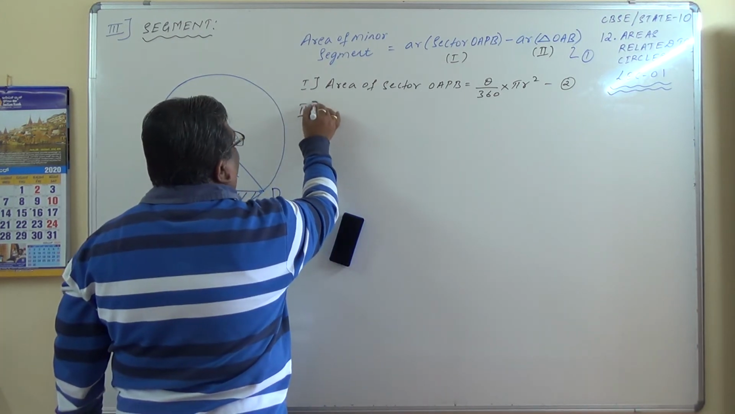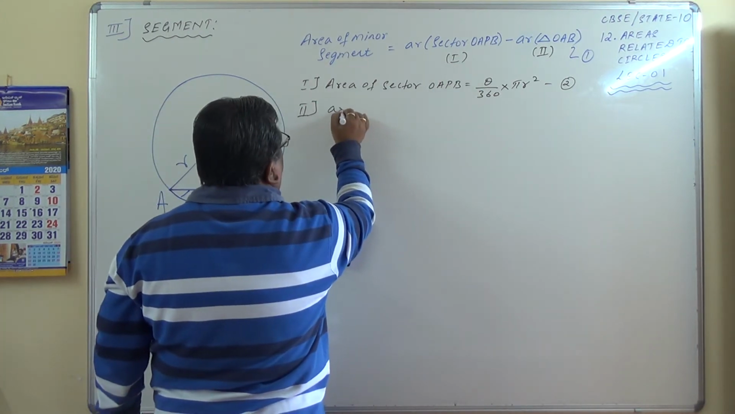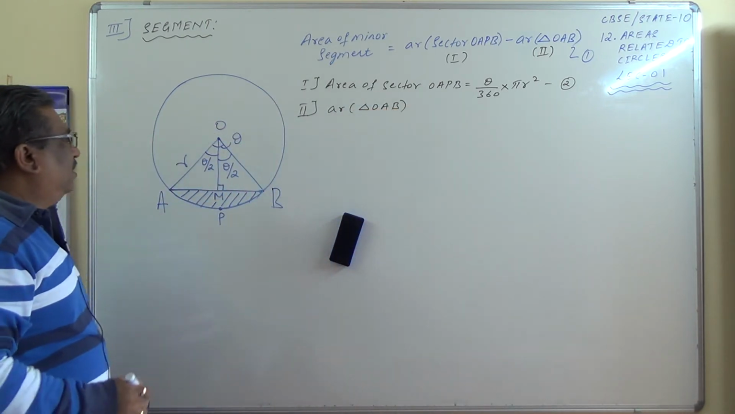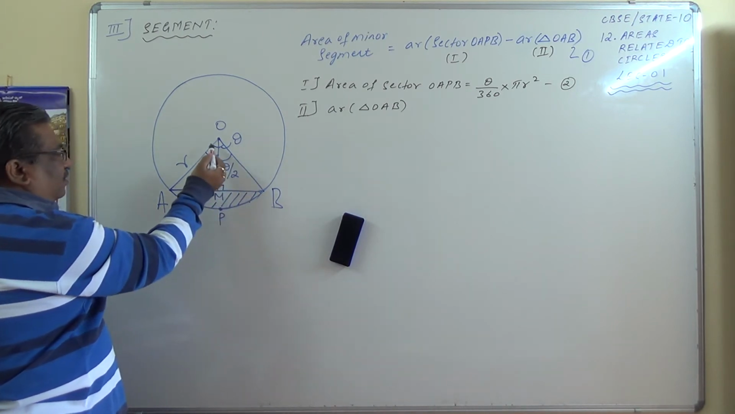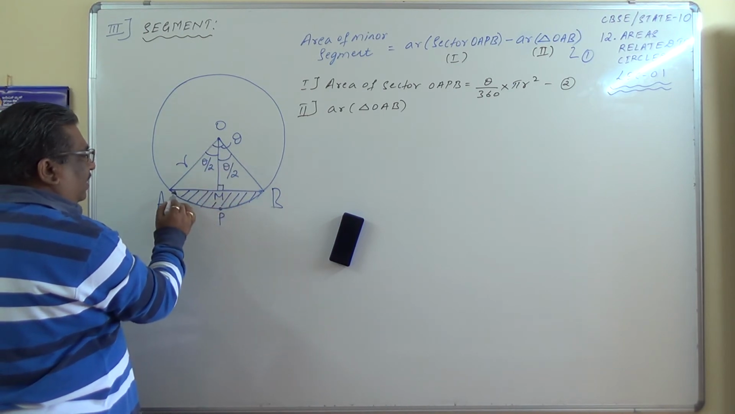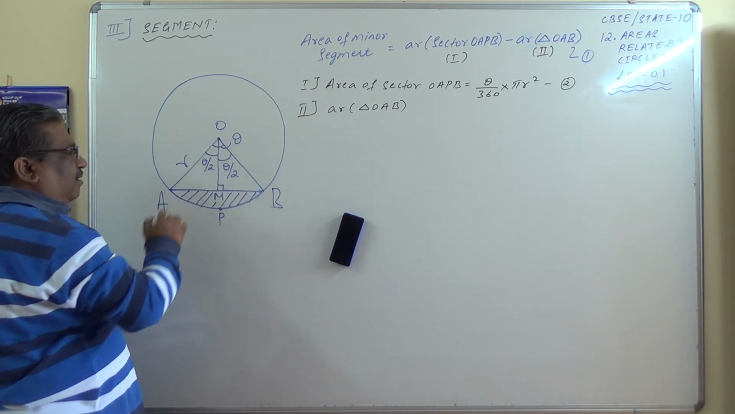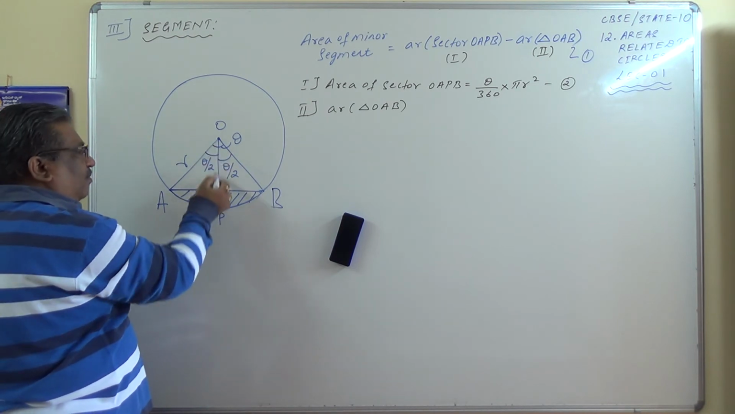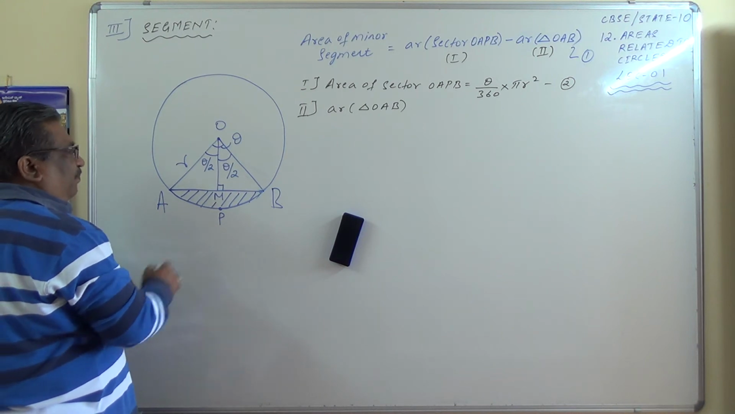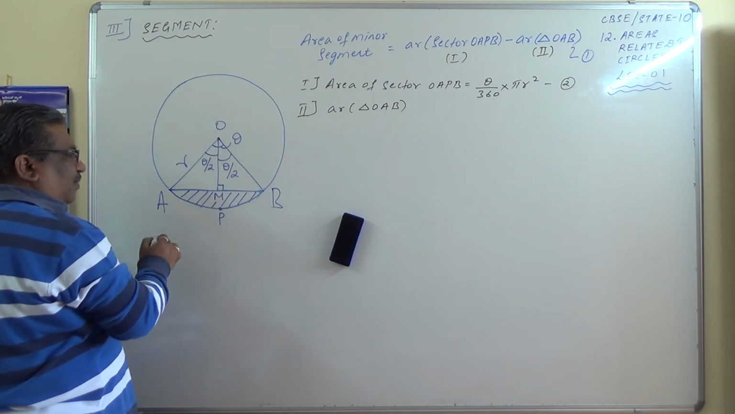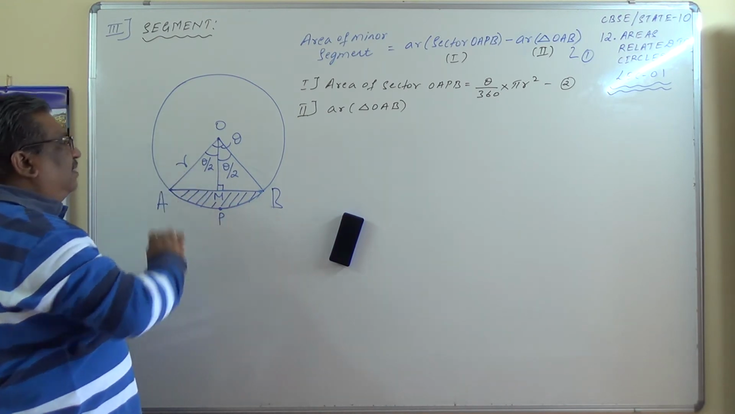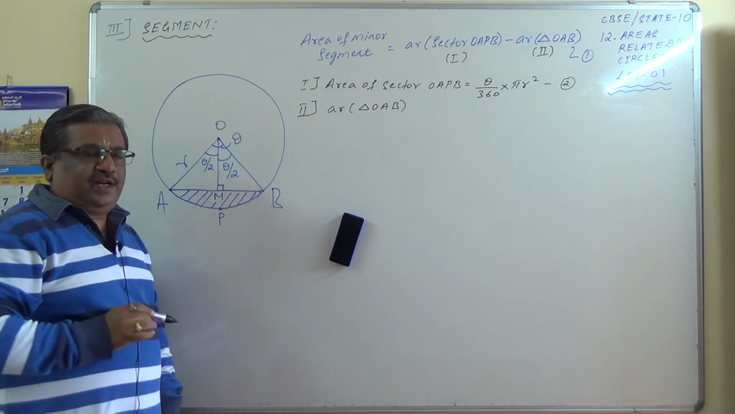Now the second part we will work out, that is the area of triangle OAB. This area we need to work out. The area of triangle OAB is equal to half into base AB into height OM. We do not know what OM is, and we also do not know what AB is. Let me try to express height OM, which is the altitude, and base AB in terms of R and theta, that is by trigonometric ratios.